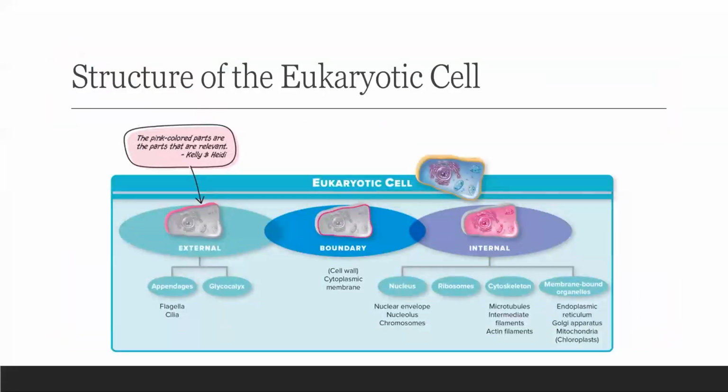Some key structures to be aware of in the eukaryotic cell are that they have external structures such as appendages and the glycocalyx. That should be kind of similar to what we saw with prokaryotes. They do have boundary structures that look similar, but still have some key differences from prokaryotes. And you'll notice that they have a much wider umbrella for their internal structures. They have membrane-bound organelles, and along with that, the nucleus, the endoplasmic reticulum, a whole slew of very specialized structures.